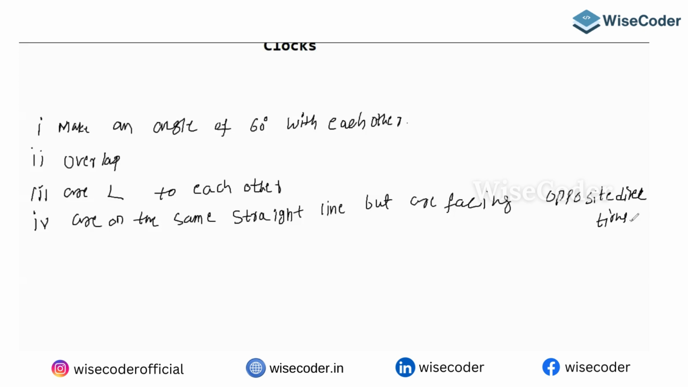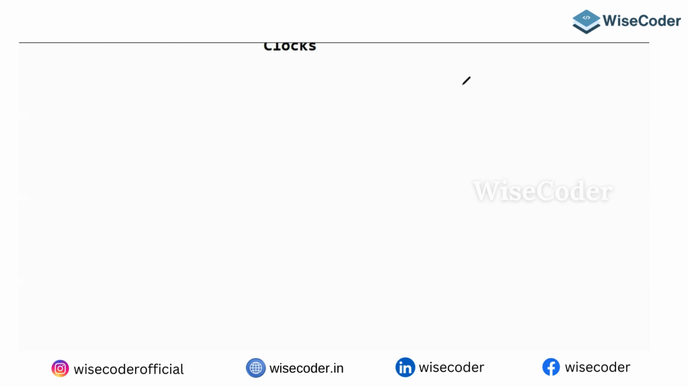What is the 4th one? Are in the same straight line but facing the opposite direction, which means the two hands are opposite, which means they are making a straight line, which means 180 degrees. Okay, we'll solve one by one.